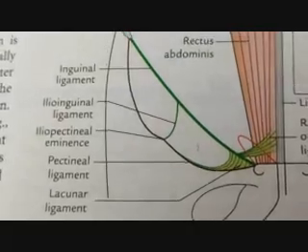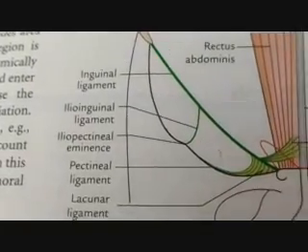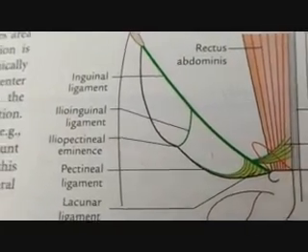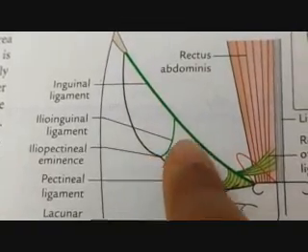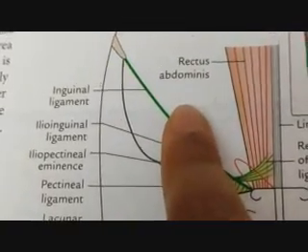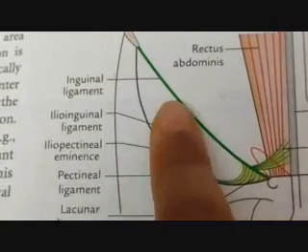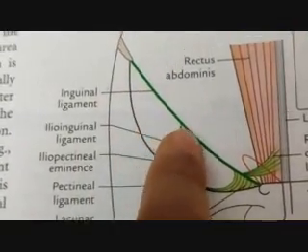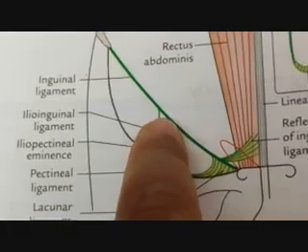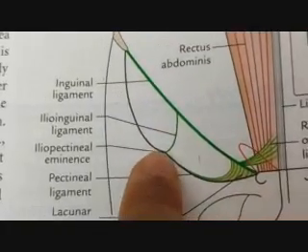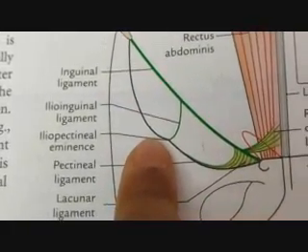Then the last extension of the inguinal ligament is the ilioinguinal ligament. The ilioinguinal ligament is what we can see here. So it's very simple. It's a fibrous band extending from the inferior aspect, this is the inferior aspect of the inguinal ligament, to the iliopectineal eminence. So this is the iliopectineal eminence.